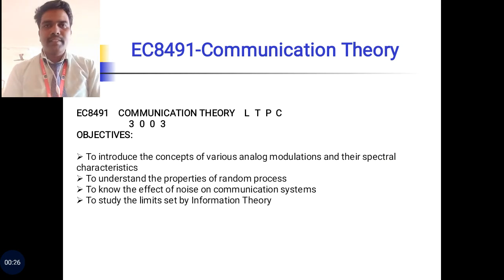Before entering the first unit, we are first going to discuss the course objective and course outcome. The course name is Communication Theory. The course objective is that students should be able to understand the concept of various analog modulation and their spectral characteristics. The second major objective is that students are able to understand the properties of random process. Students should know the effect of noise on communication systems, and study the limits set by information theory.